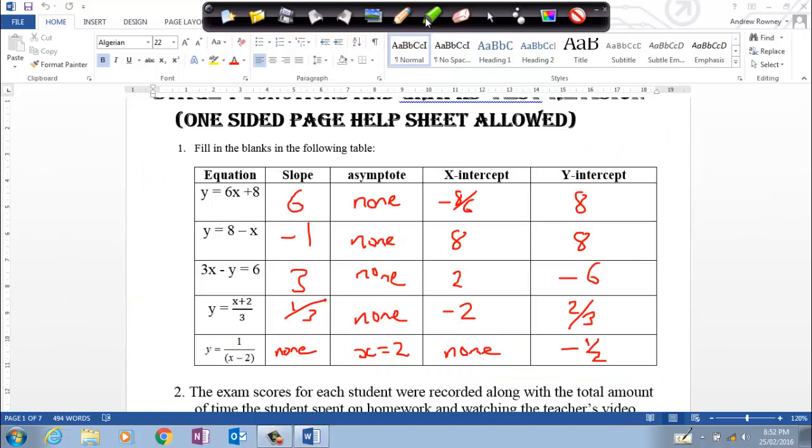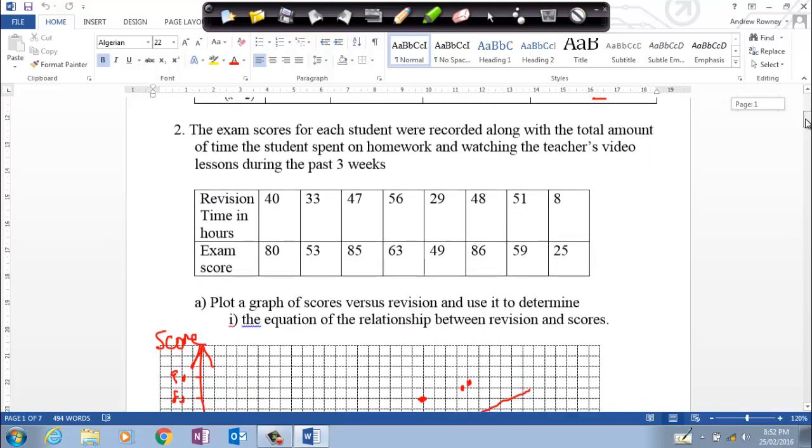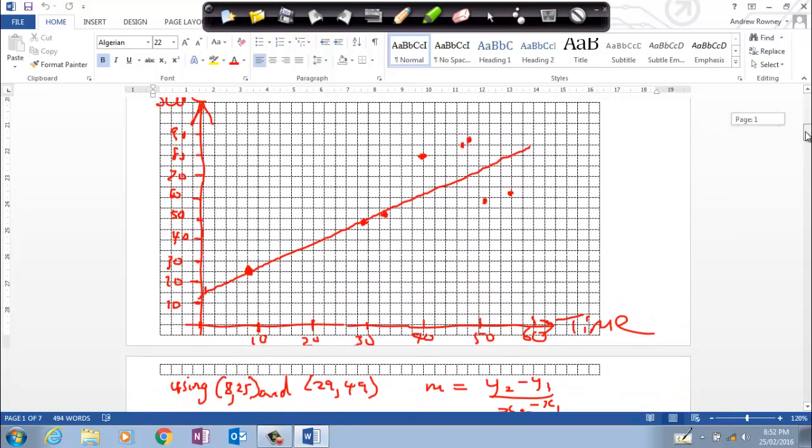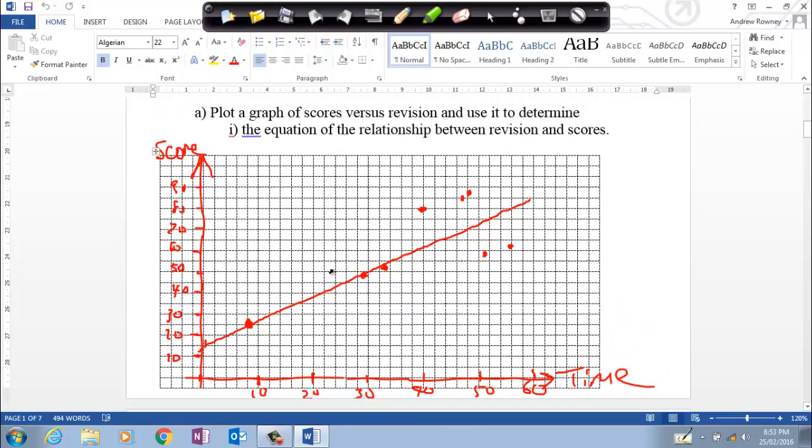Okay, now we go on to question 2. Question 2 is a plotting question, and we've got the time of revision and the exam scores. Now if you plot them, you get this sort of a graph come up. Notice you should actually do the scaling so that you're using most of the grid paper there. And then once you've plotted them, you then try and do a line of best fit, where you go through the bulk of most of the points with minimal amount of distance for the points sitting outside the line.